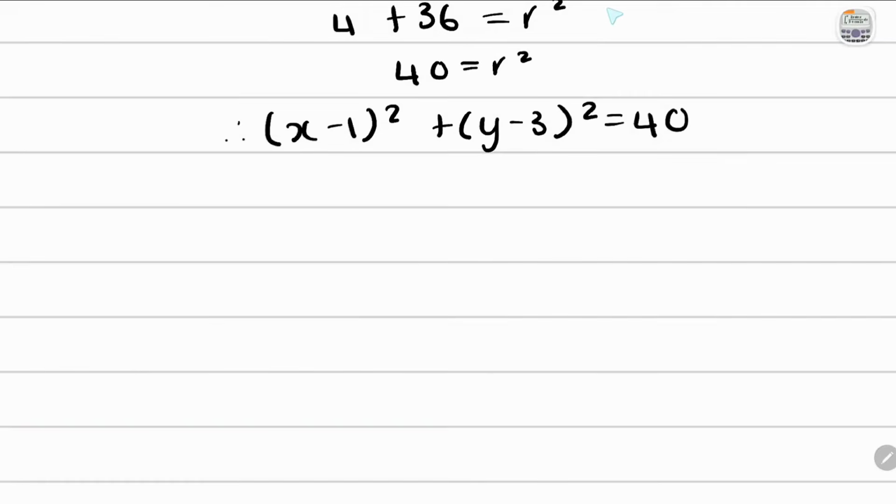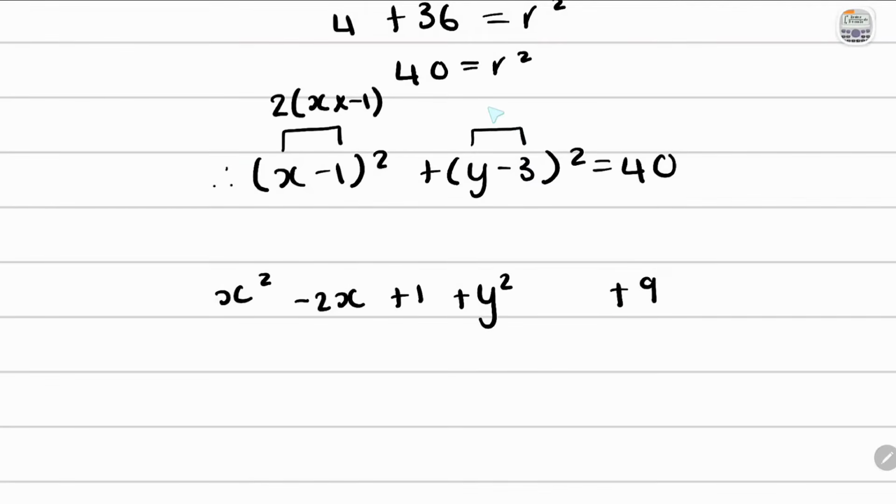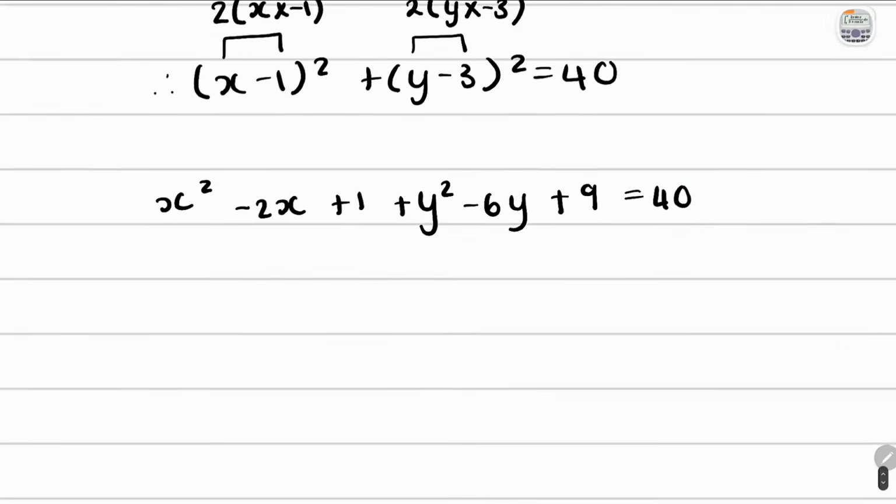And let me just make space. Okay, so that's x squared. Last term squared is +1. Then to get the middle term, you're going to say double of the first term multiplied by the second term, which if you multiply, it's going to give you -2x. Same thing over here. First term squared is +y squared. Last term squared is +9. And then double of the first term times the second term, which is -6y, is equal to 40. So this is what we have.